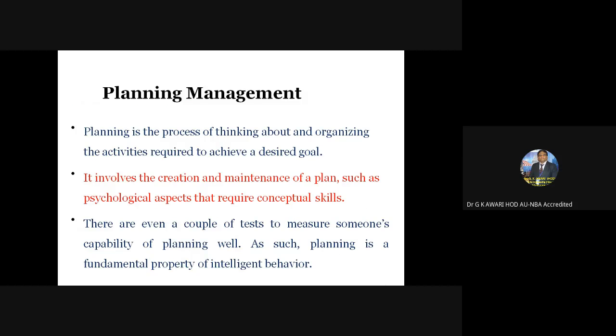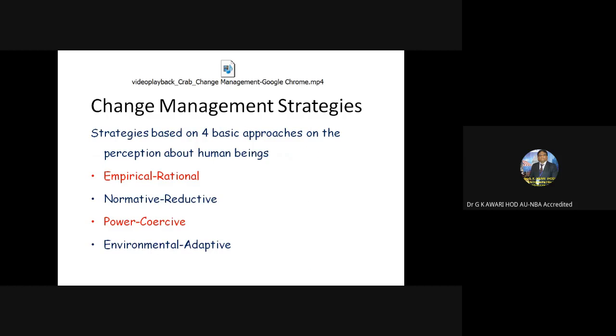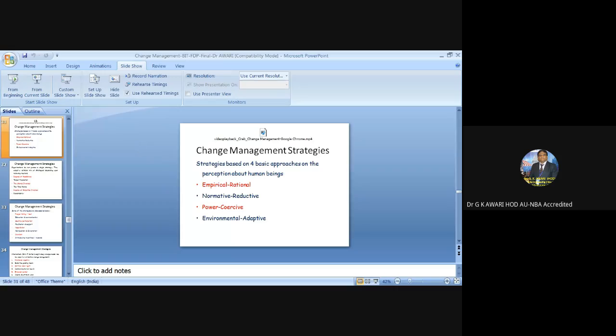Then planning management. Planning is the process of thinking about and organizing the activities required to achieve a desired goal. It involves the creation and maintenance of plans, and has psychological aspects that require conceptual skill. There are even a couple of tests to measure someone's capability of planning well. As such, planning is a fundamental property of intelligent behavior. So planning management, time management and communication management are part of change management. An organization needs to have teams for all these things so that it can be developed. So let me show you one video.